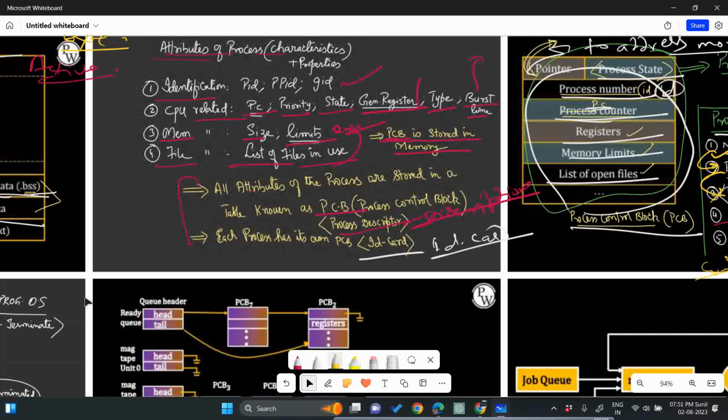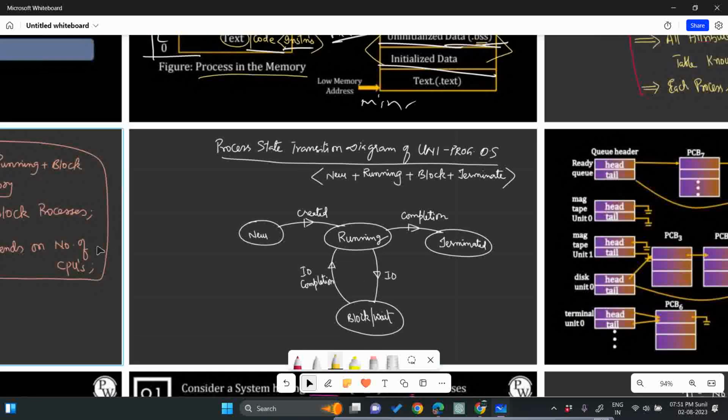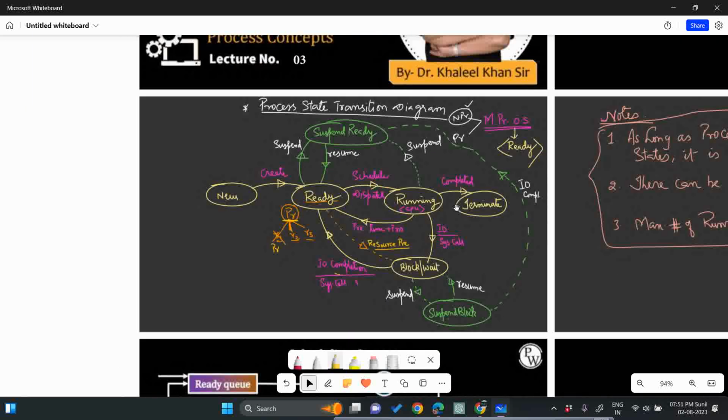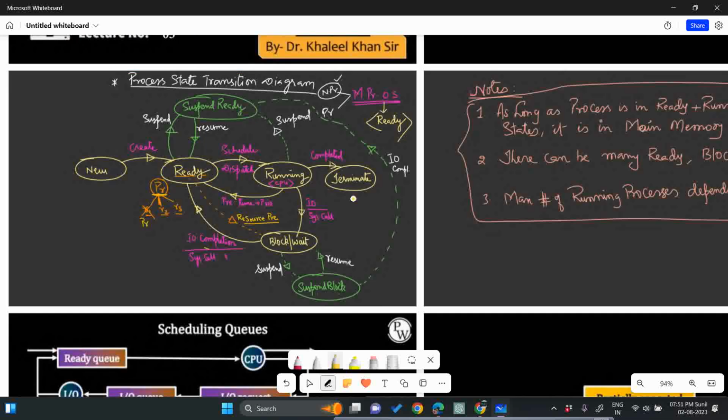So now we will see the diagram. This is the process state transition diagram. Now, new is where a process is created, right? Here the process is in the disk, in a new state in the hard disk. So it gets created and comes to the ready state.